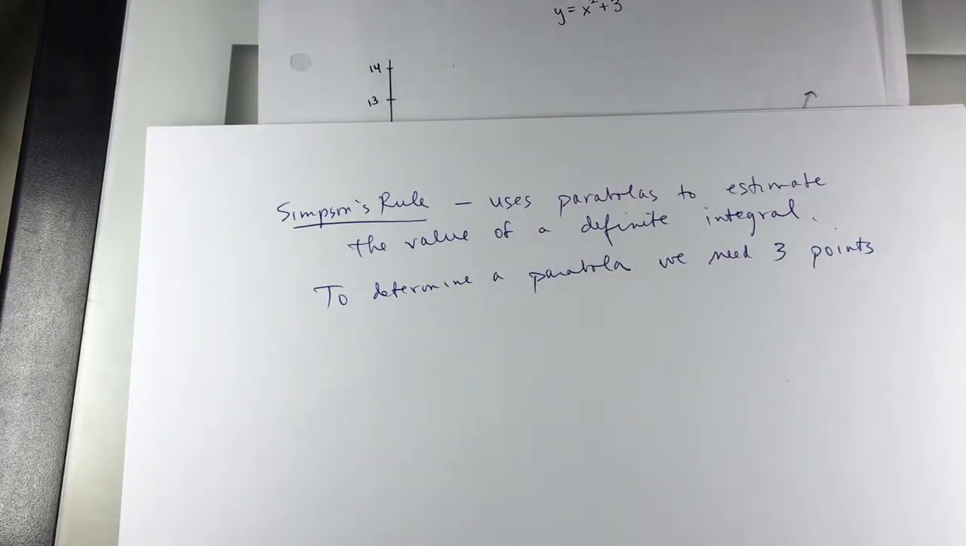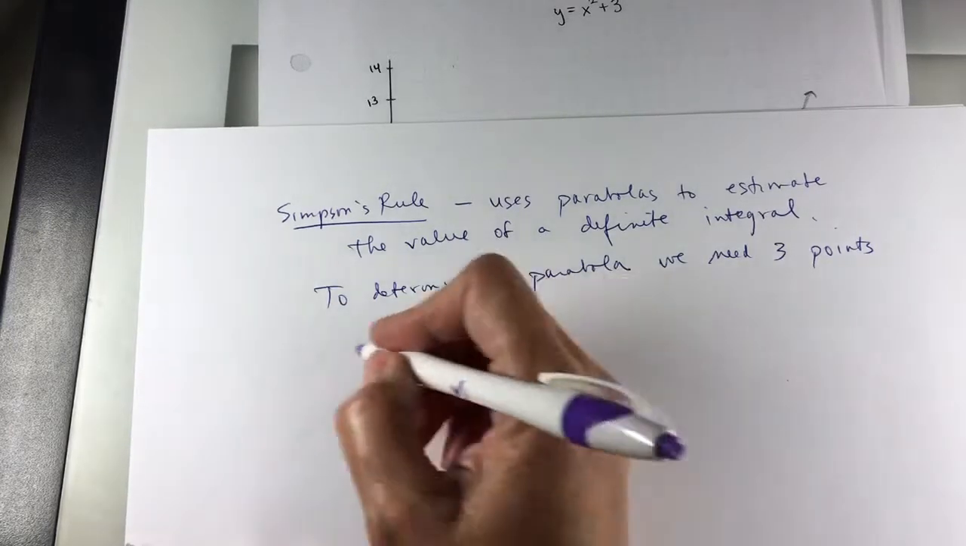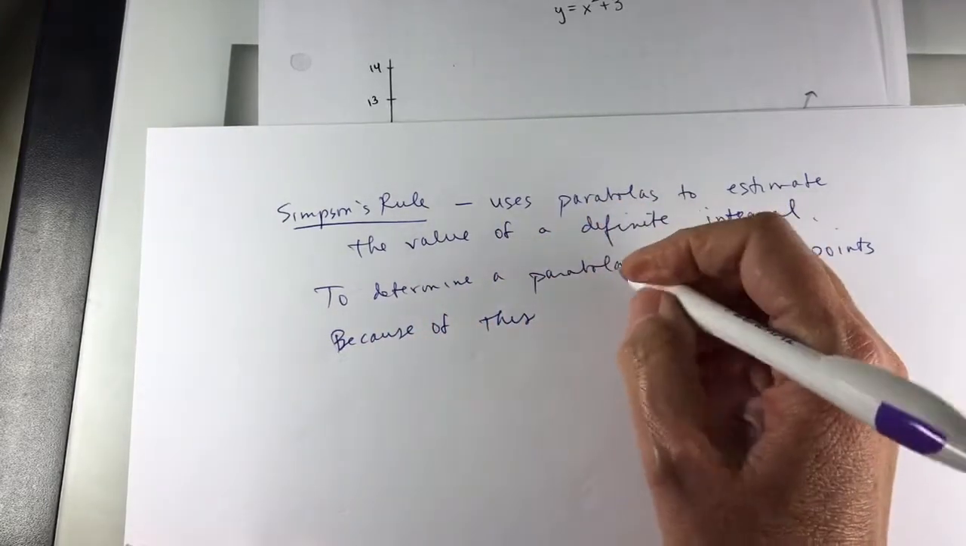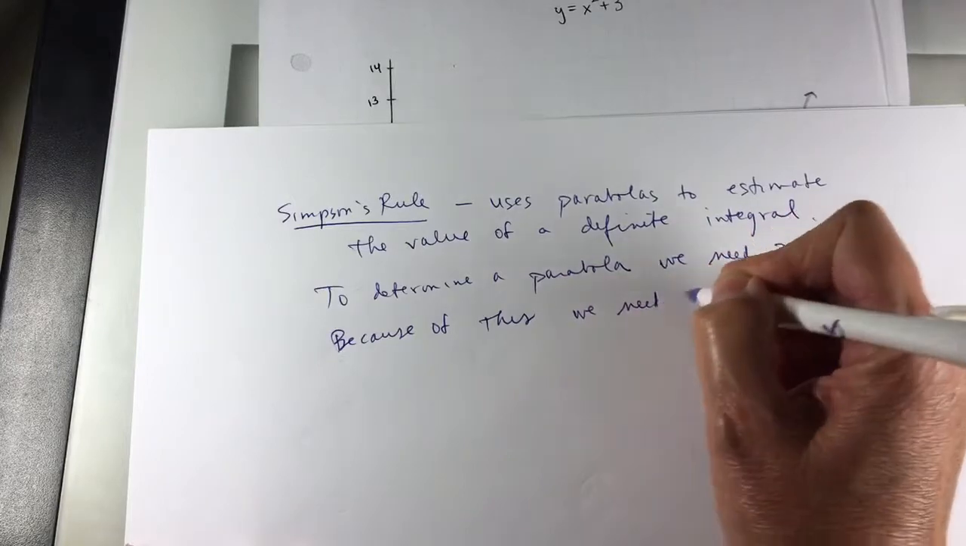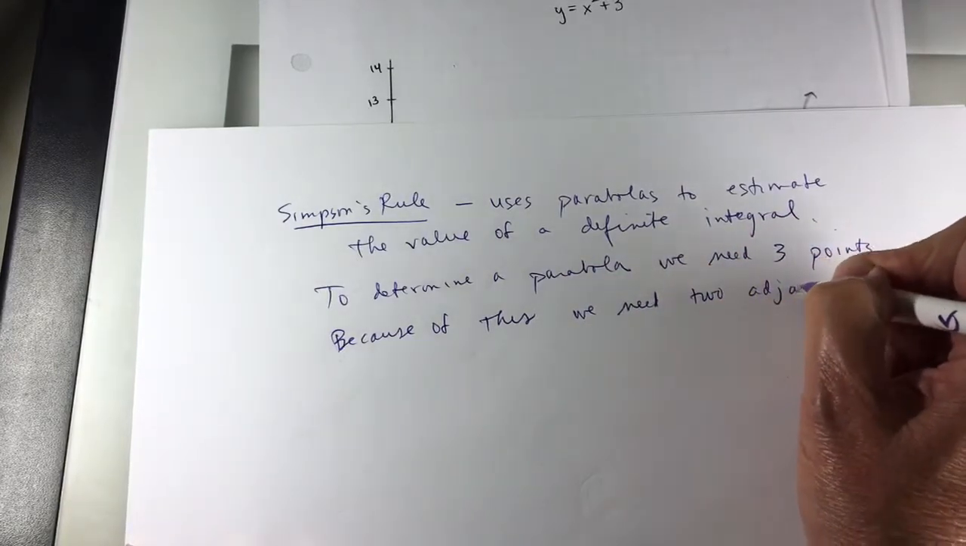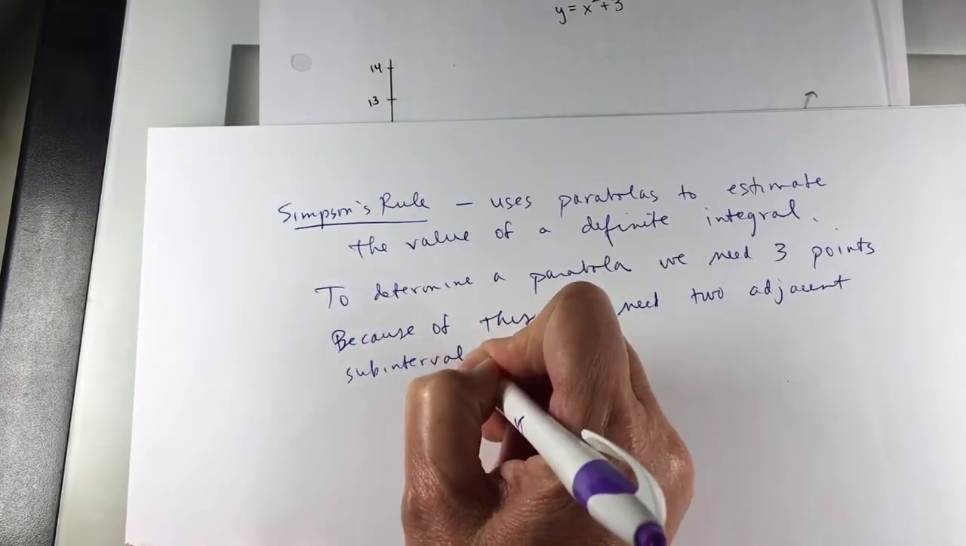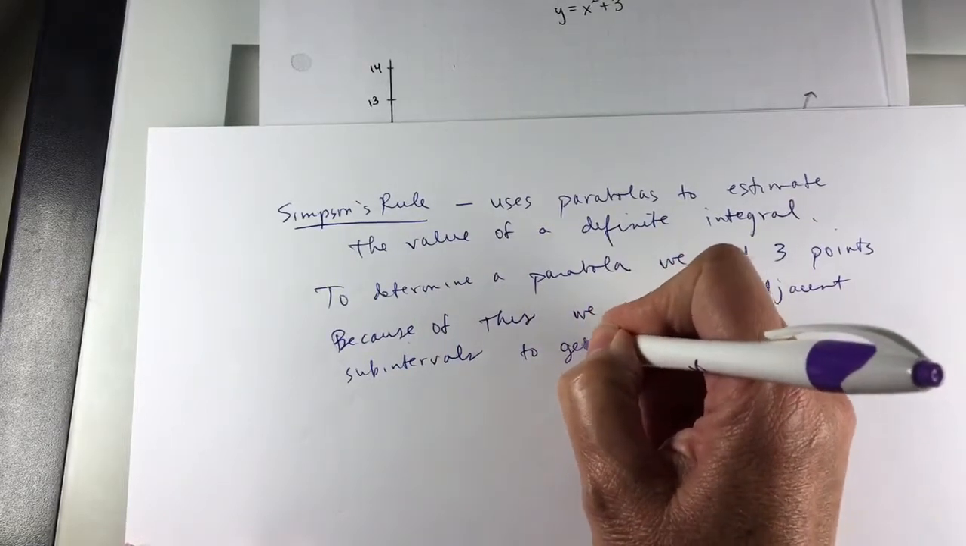Because of the 3 points, we're going to use 2 adjacent subintervals on my graph to get the 3 points. So it's not just the left side and the right side or the middle. It's going to be 2 of these together, and we'll use the 3 points we get from them together. Because of this, we need 2 adjacent subintervals to get the 3 points.